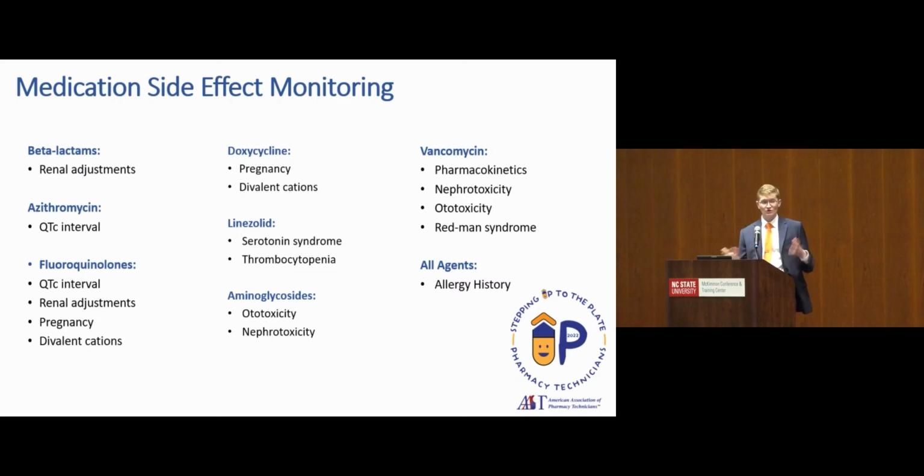So we talked earlier about all the different side effects that antibiotics can have. Here are a few of them to note, the ones that our pharmacists are going to be looking at and thinking about whenever we see a prescription for these antibiotics. Our beta-lactams, like our penicillins and our cephalosporins, we want to make sure that we're adjusting the dose for their kidney function. We have a few antibiotics, such as azithromycin and our fluoroquinolones, which are going to potentially be proarrhythmic if not monitored appropriately. We have renal adjustments for quite a few of these antibiotics.